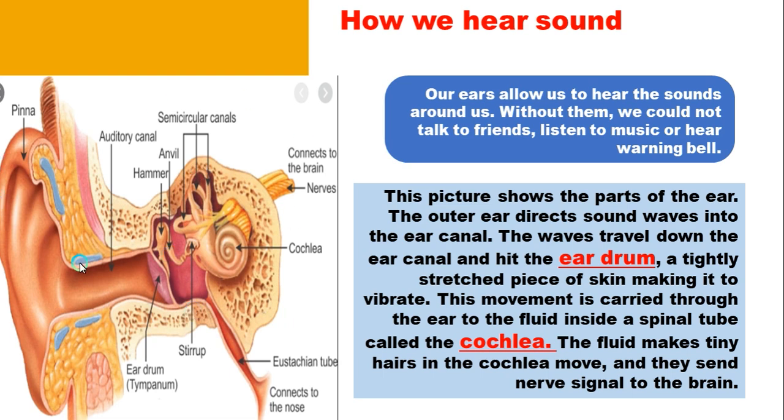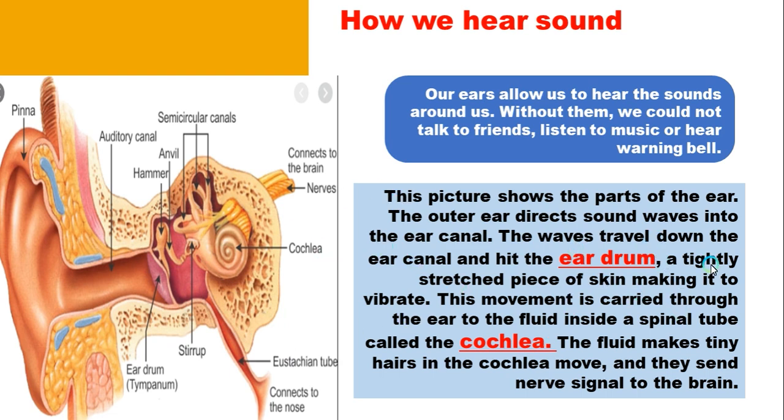So this picture shows the parts of the ear. The outer ear directs sound waves into the ear canal. Here, this is your pinna, the outside here. So it directs the sound waves into the ear canal. This is the canal, the road. Then the waves travel to the eardrum. This is the eardrum, a tightly stretched piece of skin, making it vibrate.